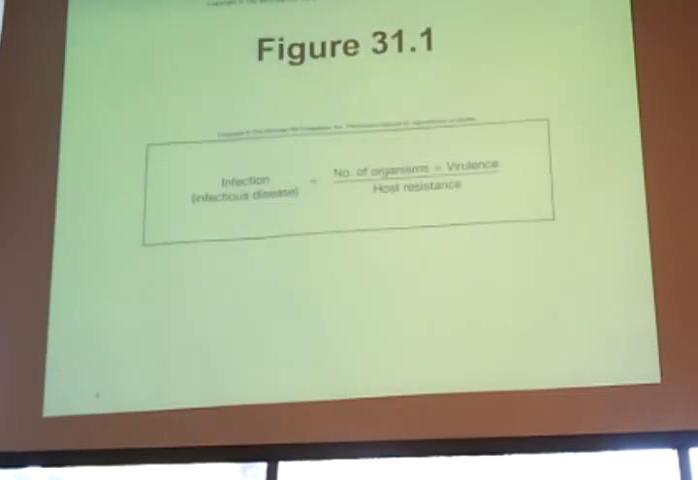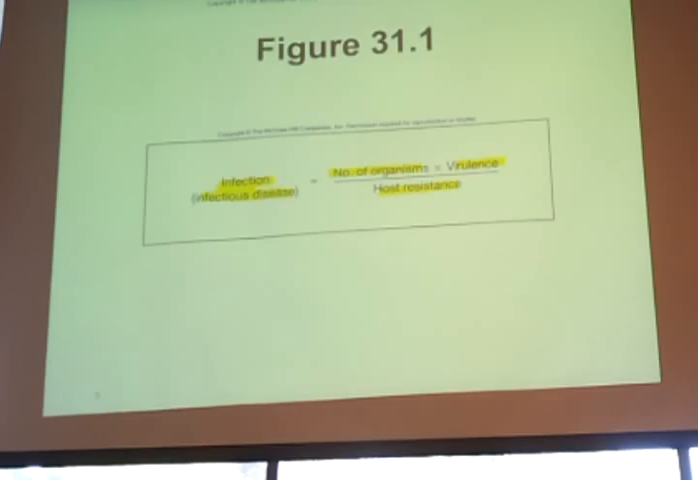And the relationship is really something like this. Whether somebody's going to get the infection or infectious disease really is the number of organisms times the virulence divided by the host resistance. That's the relationship. You're not filling in numbers, but it makes sense, because if you had a lot of organisms, but it was not a very virulent organism, then this top number would theoretically be much smaller. And if somebody had a lot of resistance, that would be a bigger number. It would make it much less likely that somebody would get the infection.